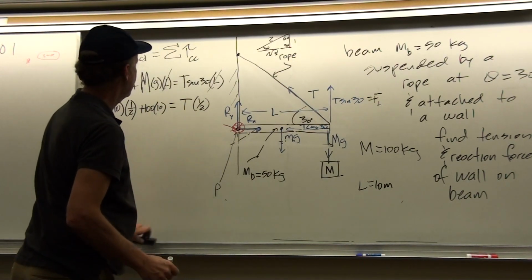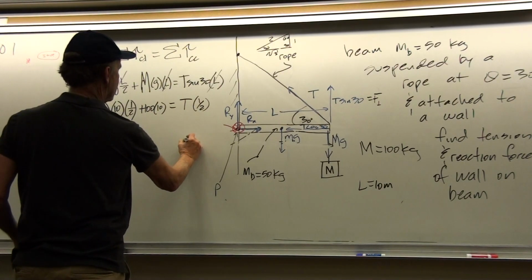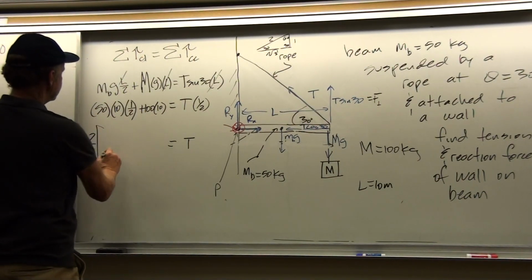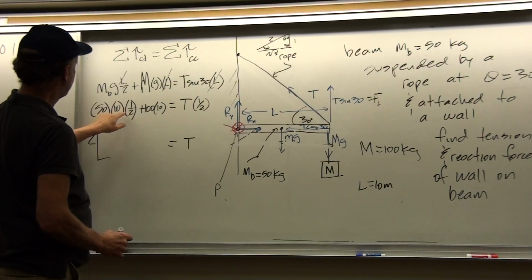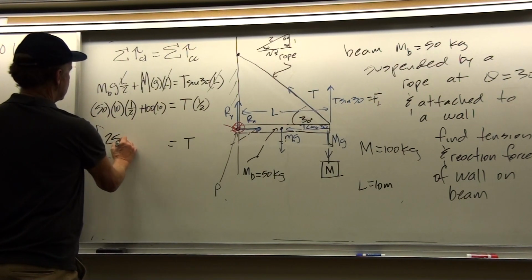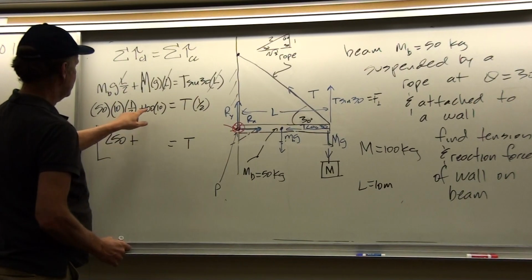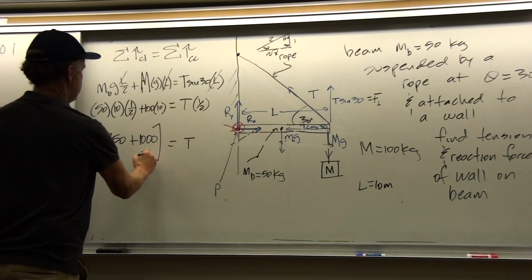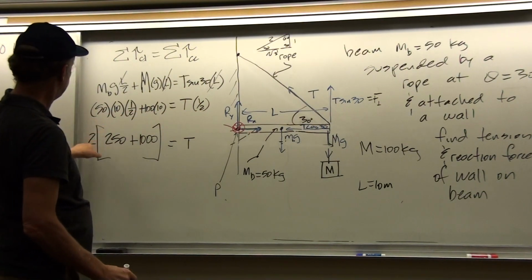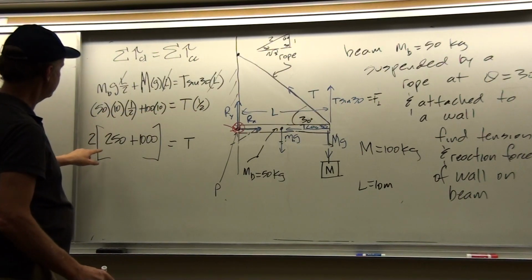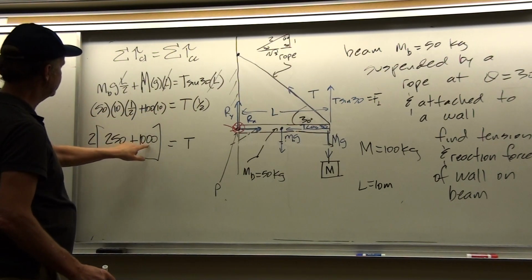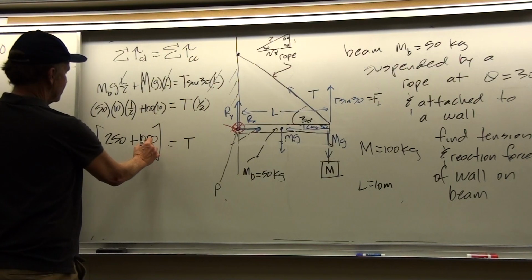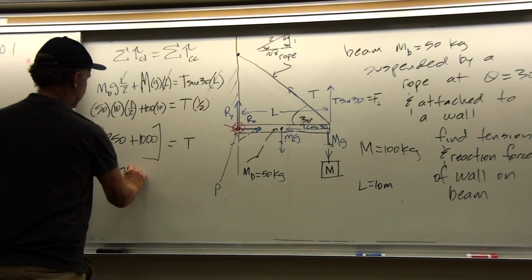leaving out the units. And then solving this for the tension, T is going to be equal to 2 times this quantity here. It's going to be 2 times 50 times 10 is 500 divided by 2 is 250, plus 100 times 10 is 1,000. I just multiplied both sides of this equation through by 2, so 500 divided by 2 is 250, and this becomes 1,000, all multiplied by 2. So that's 1250 times 2, which is 2,500 newtons.